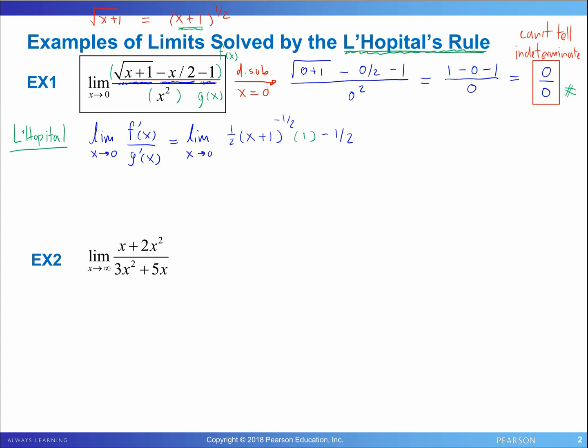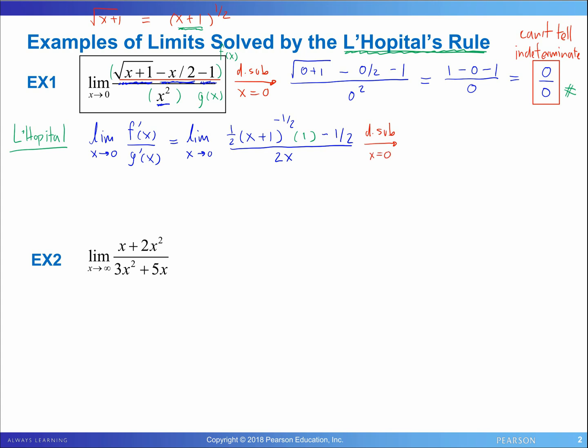And now divided by, down here we diff x squared. We diff g of x to get g prime of x. So we have 2x down here. At this point, let's try direct sub again. After one round of L'Hopital's, let's try that, direct sub, which means that we put in x equal to 0.